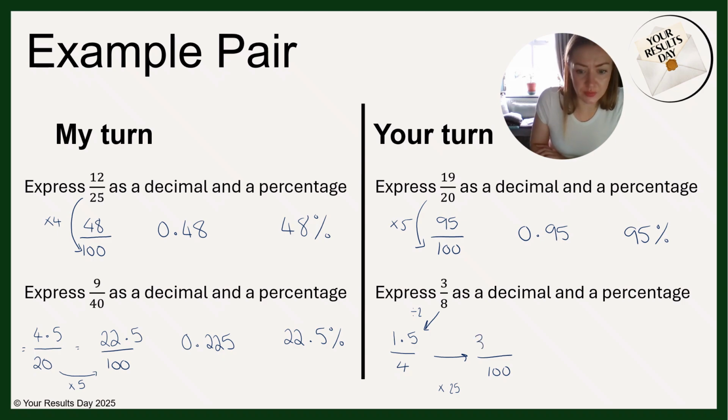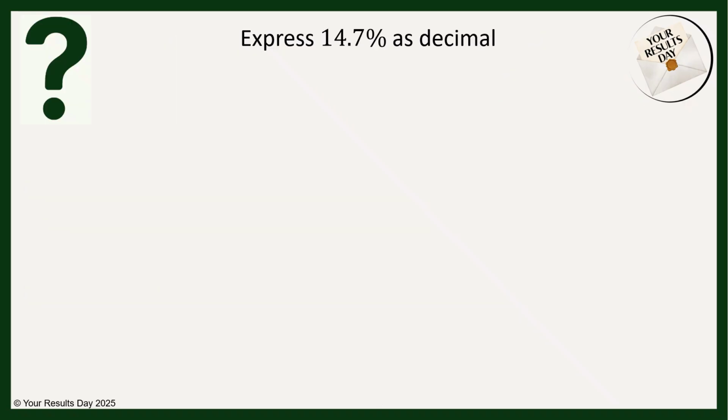So that's going to be 37.5 altogether. I'll just write those down. So one lot of 25 is 25. And half of 25 is 12.5. And if you add those together, you get 37.5. So as a decimal, we're looking at 0.375, and as a percentage, 37.5%.